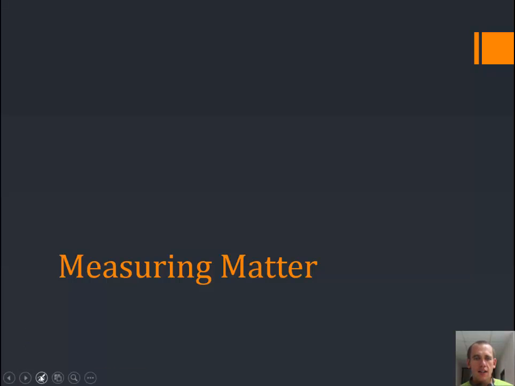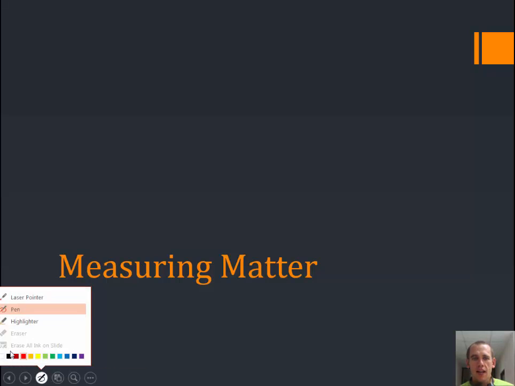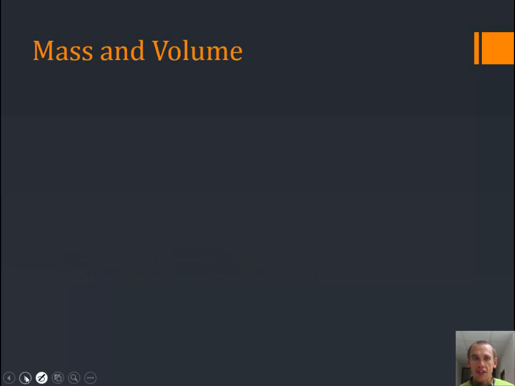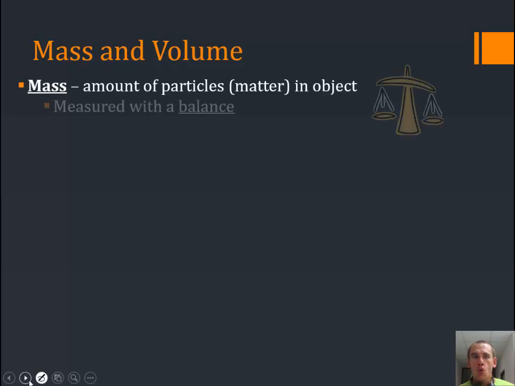We know that anything that has mass and takes up space is matter. So we're going to have to figure out how we determine how much space something takes up and how much mass something has, or how much matter is in it. So mass is the amount of matter or particles in an object. We measure it with a balance, so that's the tool we use.